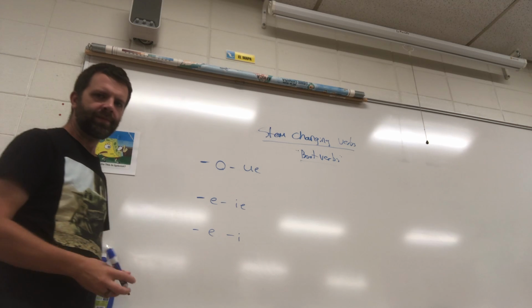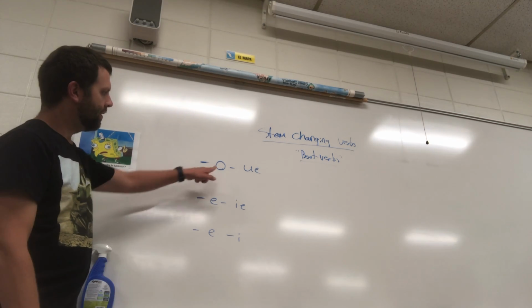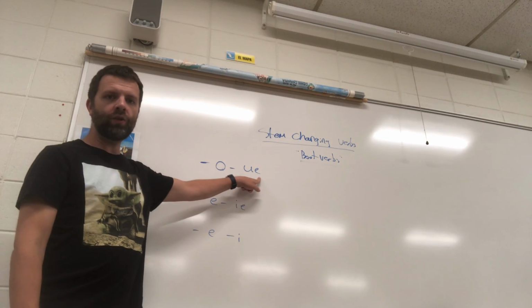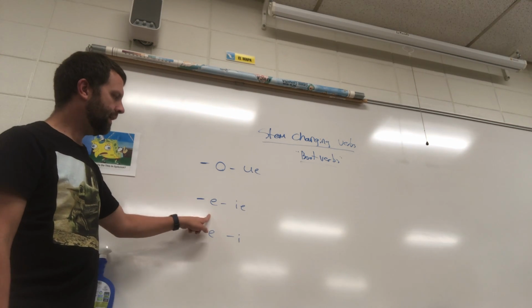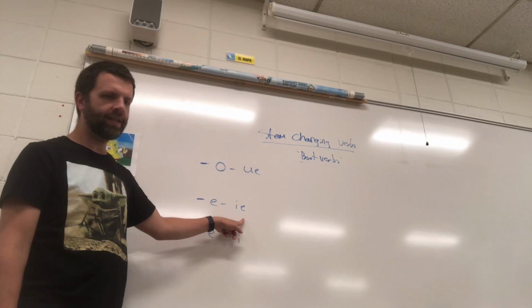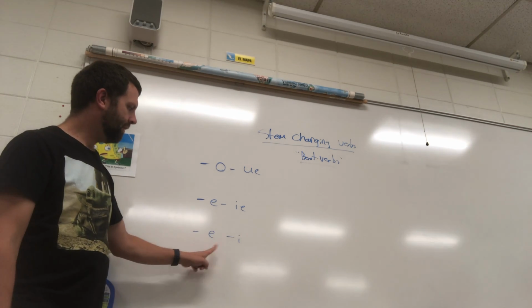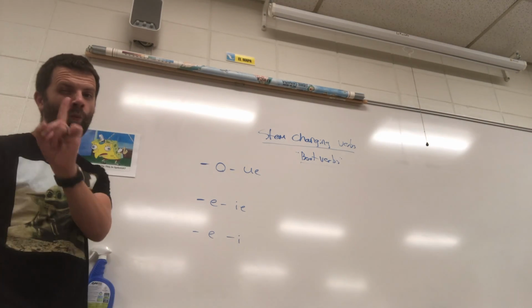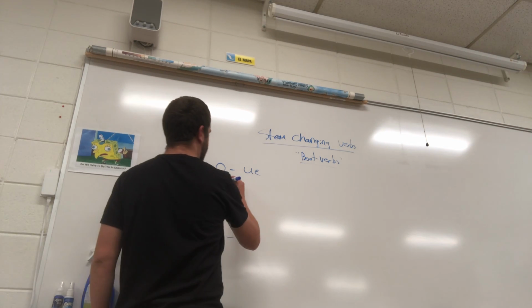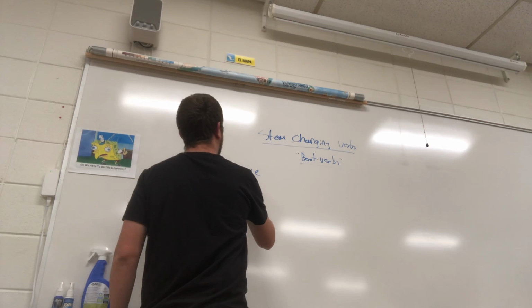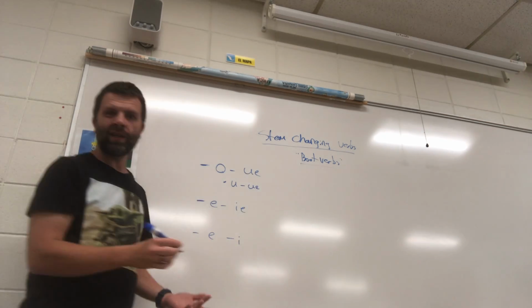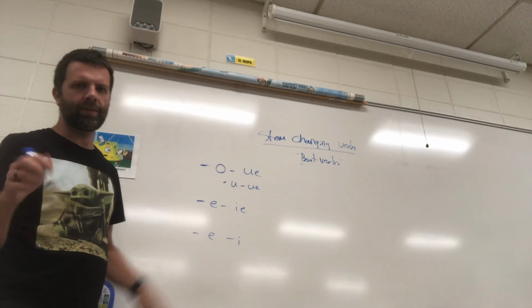There are verbs where, when you conjugate it, the O changes to a UE. There are verbs that change from an E to an IE when you conjugate it, and verbs that change from an E to an I. Now there is one verb, one that's very commonly used, so it's pretty important, that changes from a U to a UE, but it's kind of the same thing.